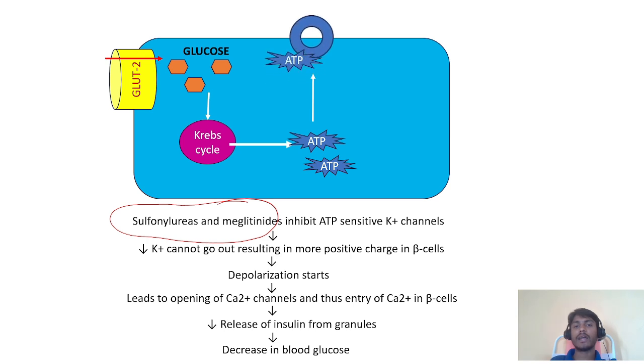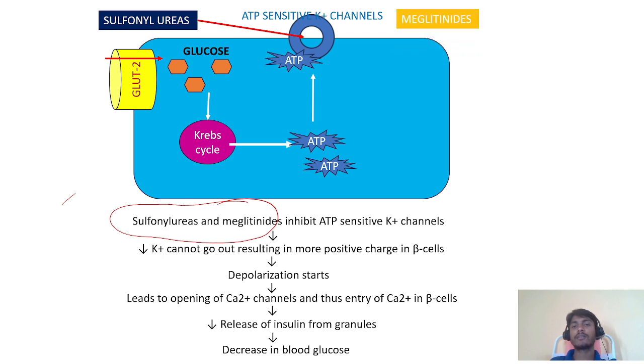Now what will happen is activation of potassium channels. Through this potassium channel, the potassium will go outside. Then negative charge, hyperpolarization, will be there, so no insulin release will be there. Okay, these are ATP sensitive potassium channels. But sulfonylureas along with meglitinides will inhibit the ATP sensitive potassium channel.